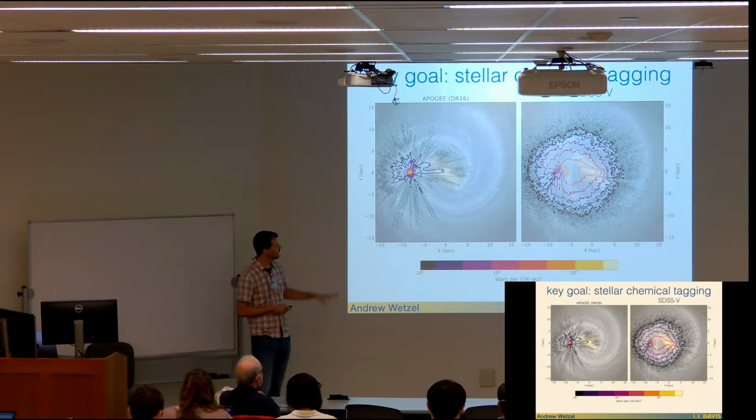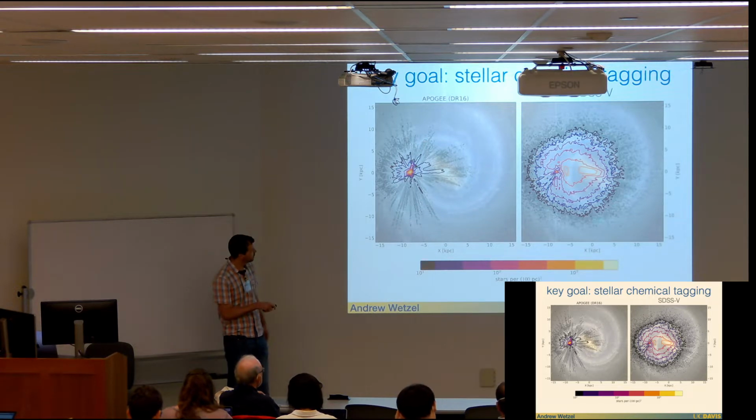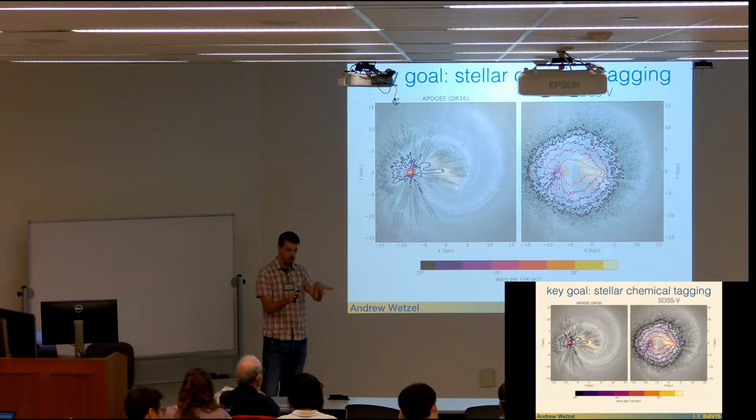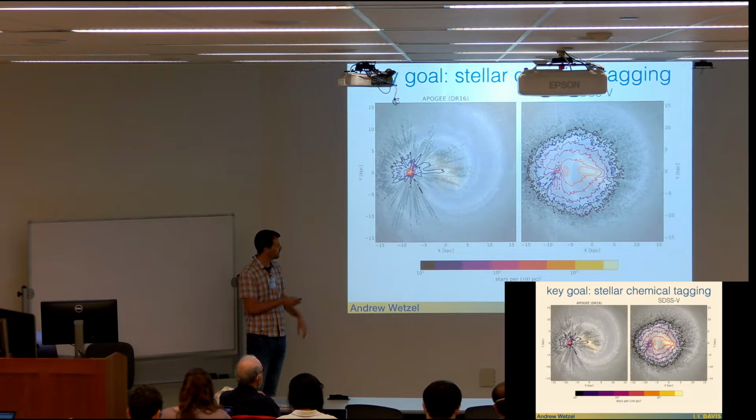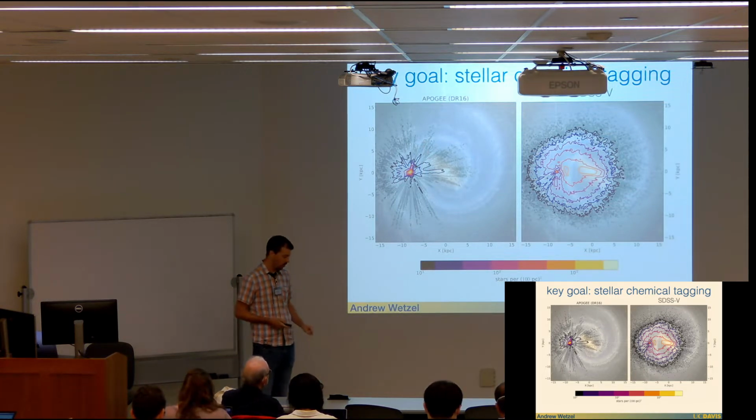One of the guiding ideas is chemical tagging, where if we've measured elemental abundance patterns for stars of different ages across the Milky Way today, we should be able to use that to recover the full 3D formation history of the galaxy: what stars formed in what part of the galaxy, and when. So that's a lofty goal.